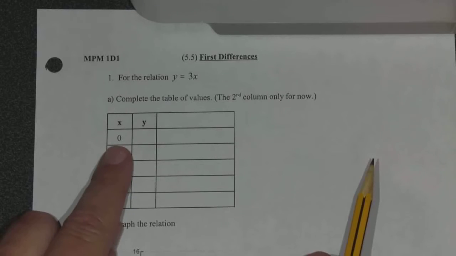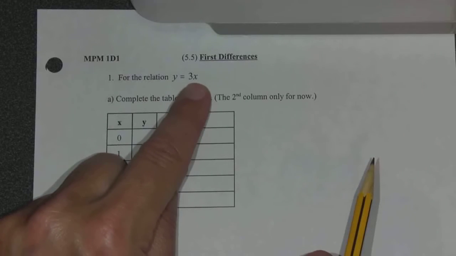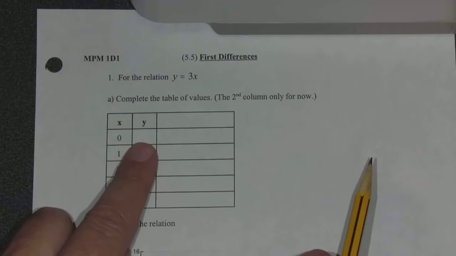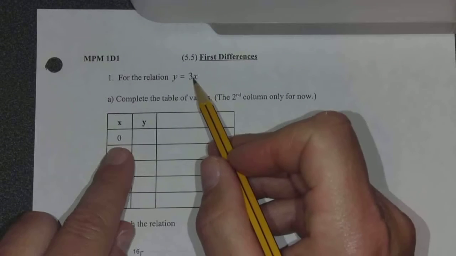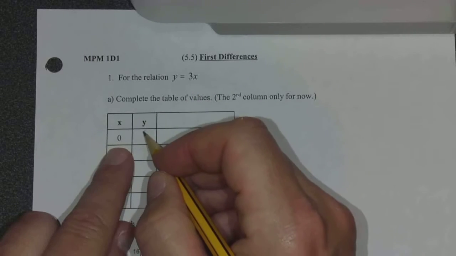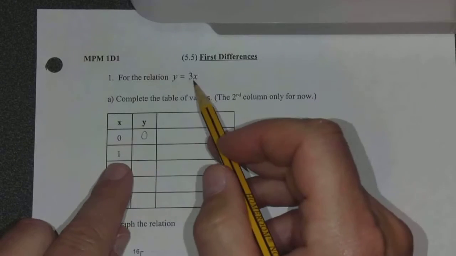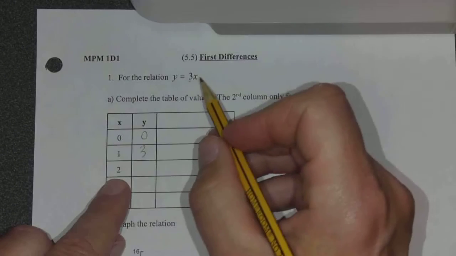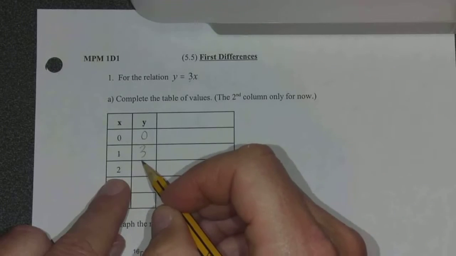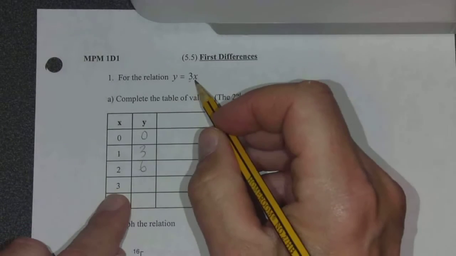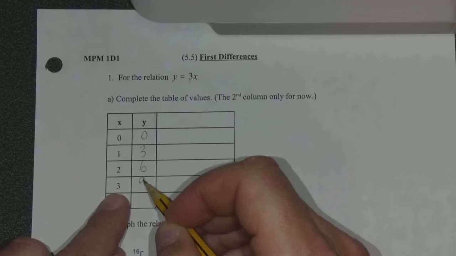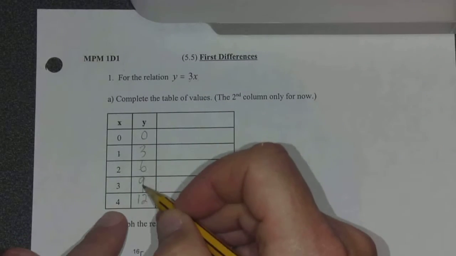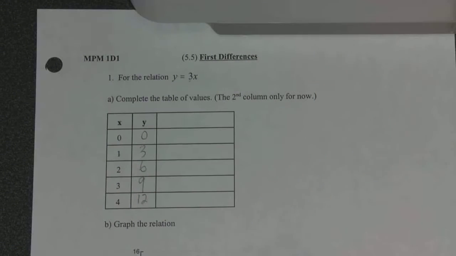We substitute this number in for x in brackets, okay, because that's 3 times x, and we pump out a number for y. So if I put 0 in there, 3 times 0, 0. If I put 1 in there, 3 times 1, 3. If I put 2 in there, 3 times 2, 6. If I put 3 in there, 3 times 3, 9. And if I put 4 in there, 12. And you'll notice that this follows a pattern, right? 0, 3, 6, 9, 12.